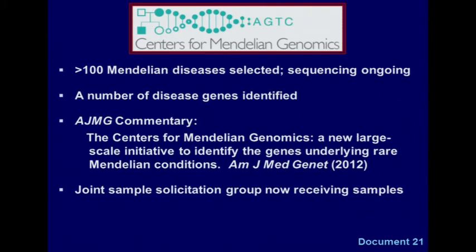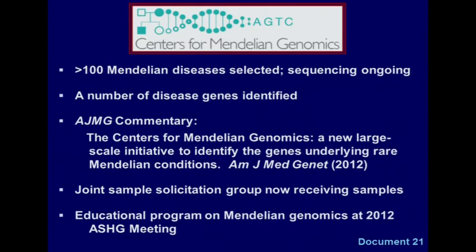To accomplish this, joint sample solicitation is taking place for all three centers, but it's coordinated through a single web portal at Mendelian.org, which has started receiving samples now. And finally, the centers have organized an educational program focusing on Mendelian genomics at the 2012 ASHG meeting, which takes place in November.